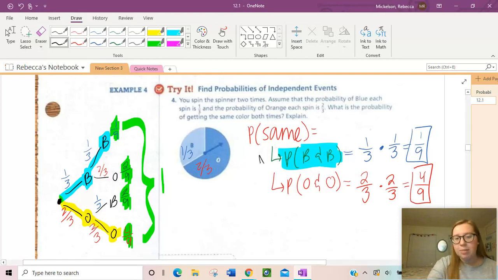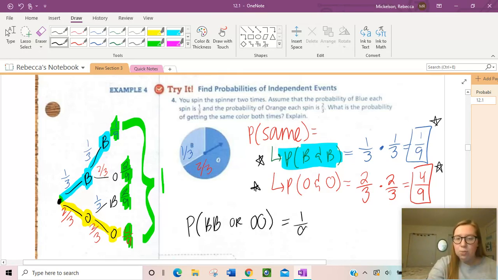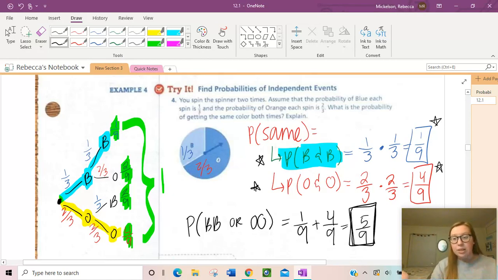We found the probability of 2 blues, and we found the probability of 2 oranges, but we wanted to find the probability of getting both colors at the same time. So what that really is asking is the probability of blue, blue, or the probability of orange, orange. 1/9 plus 4/9 equals a total of 5/9. So we have a 5 in 9 chance of going down either that blue pathway or the orange pathway. And that's going to be our final example for today's note.